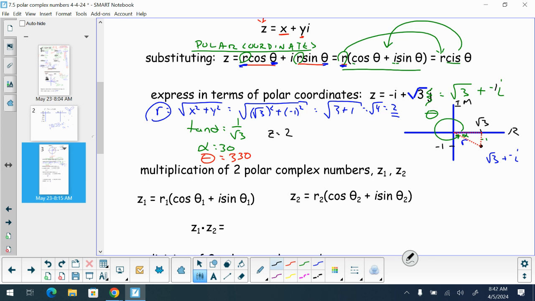which is a value of 2, cosine of 330 plus our magnitude I sine of 330. Or if I wanted to, 2 cosine 330 plus I sine 330. This is a little bit more acceptable here.